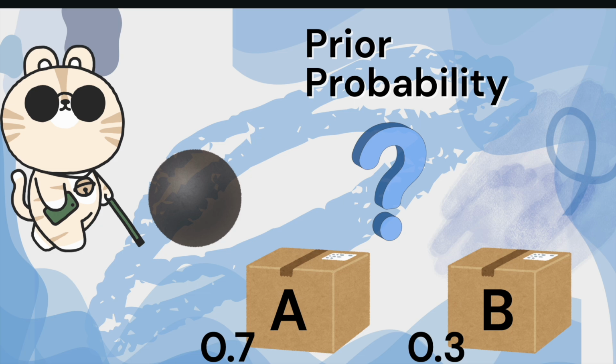What if I tell you that 70% of the time I choose box A and only 30% of the time I choose box B? Now what would you say? Maybe box A, just because it was more likely to be picked. And this is what we call prior probability, something that we know before we have any evidence of anything. It is maybe box A, but we don't know for sure.